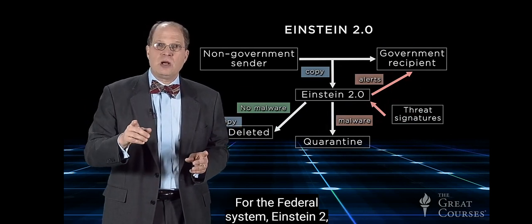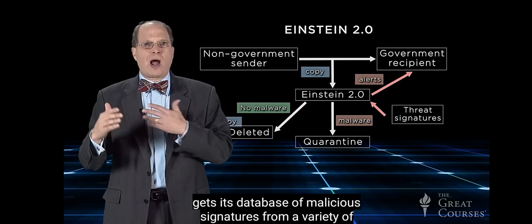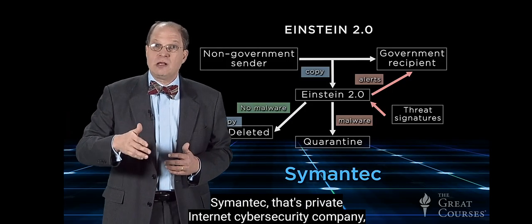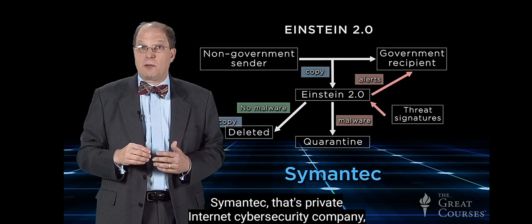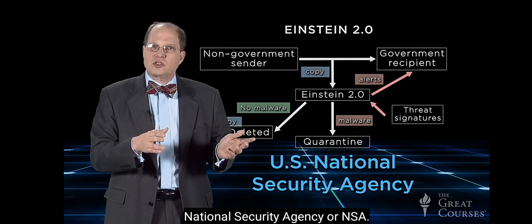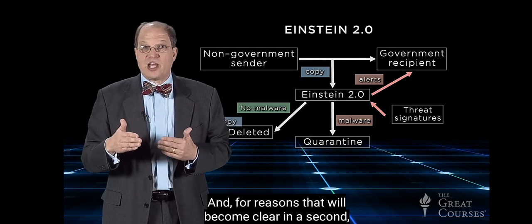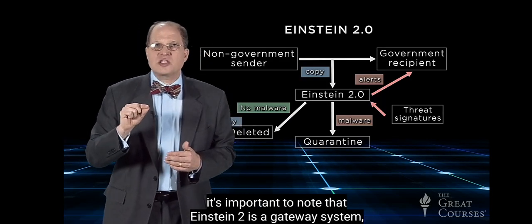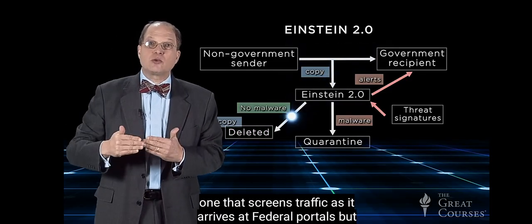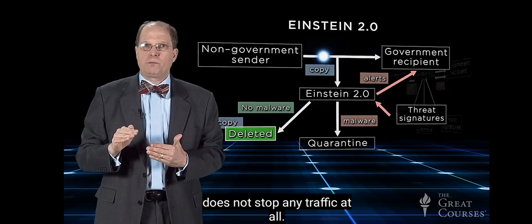For the federal system, Einstein 2 gets its database of malicious signatures from a variety of sources, including both commercial sources like Symantec, the private internet cybersecurity company, and classified sources at the US National Security Agency, or NSA. And for reasons that will become clear in a second, it's important to note that Einstein 2 is a gateway system, one that screens traffic as it arrives at federal portals, but does not stop any traffic at all.